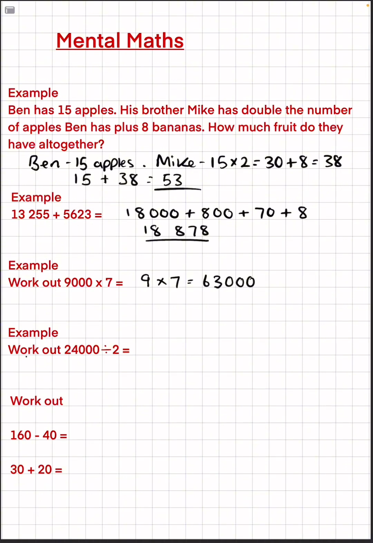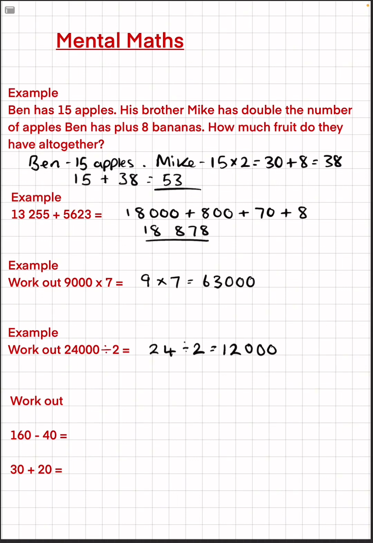In this next example, it says work out 24,000 divided by 2. To make this calculation easy, we can make this number 1,000 times smaller by dividing by 1,000. If we divide this number by 1,000, we're left with 24 divided by 2, which equals 12. And now we can make this number 1,000 times bigger by multiplying by 1,000. So we can add the zeros back on. So the answer to 24,000 divided by 2 is 12,000.